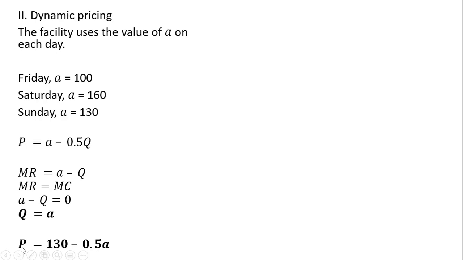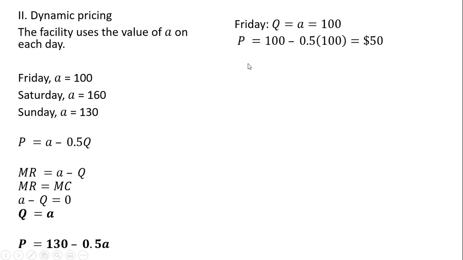And as a result, let's get the inverse demand also as a function of A. So since Q equals A, I'm going to make a substitution in the inverse demand and set Q equal to A. So on Friday, Q equals A and A is 100, so the firm will sell 100 units. And the price here, plugging this 100 into the inverse demand, when A is 100, we get a price of $50. And revenue on that day is $5,000.